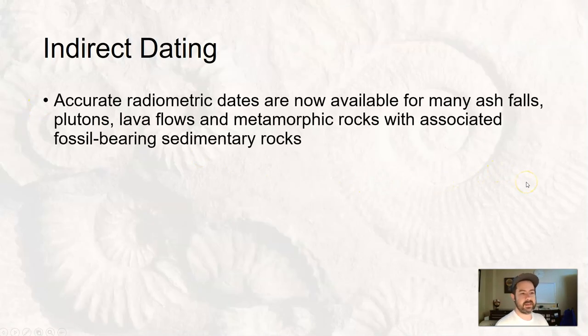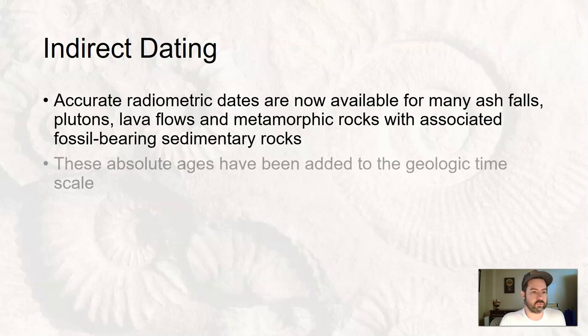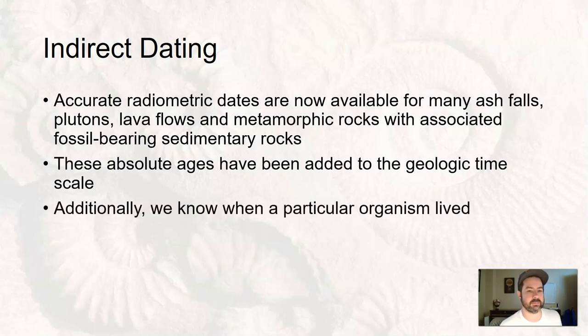So indirect dating is the biggest way to go, especially with sedimentary rocks. Well, only with sedimentary rocks. Accurate radiometric dates can be picked out from igneous rock, like ash falls, lava flows, large intrusive plutonic bodies, as well as metamorphic rocks under the right conditions. What else? Once you have absolute ages of igneous and metamorphic rocks associated with fossils, then the absolute ages of these sedimentary rocks, or at least a small time frame, can be added into the geologic time scale.